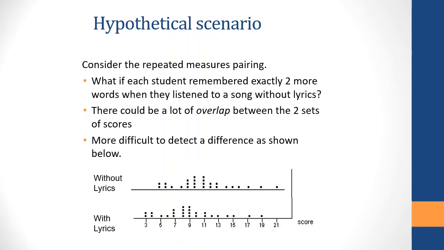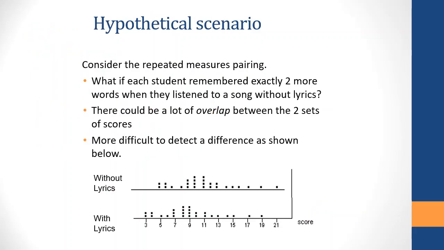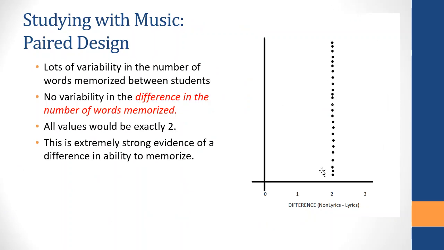But if we pair them up and subtract, 5 minus 3 is 2, and 9 minus 7 is 2, and 15 minus 13 is 2, when you plotted the differences, they would all be 2. And it would be clear that they memorized 2 more words this way. But this is the exact same data. This would be just unpaired, and then this is paired where we subtracted and just got 2 every time.